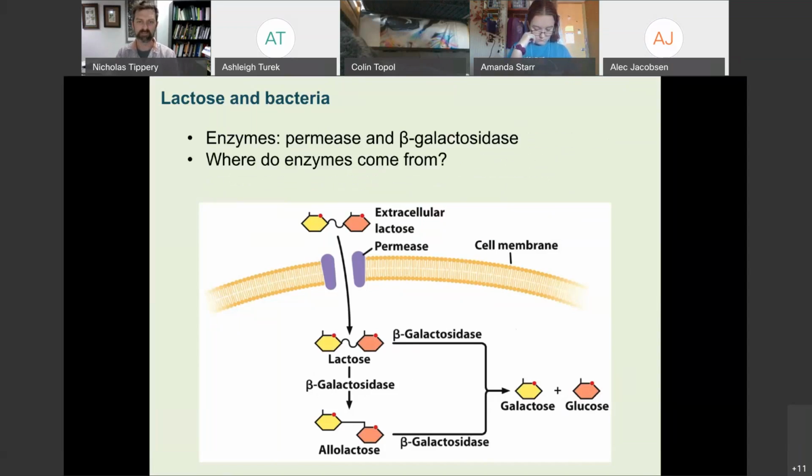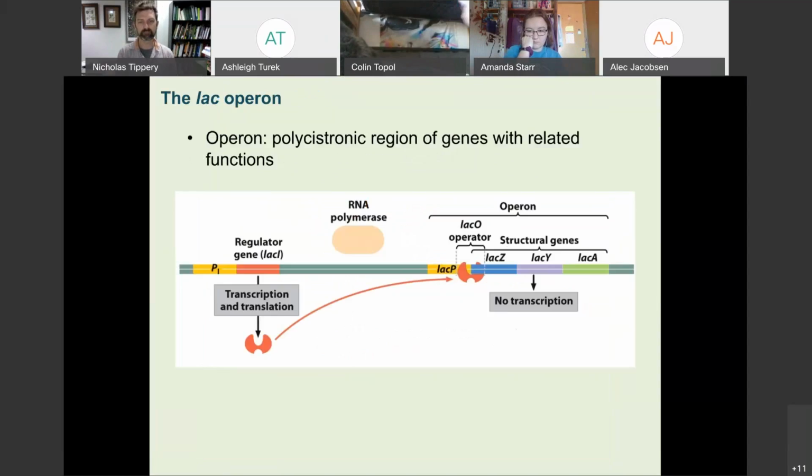Okay, so we got, as I said, the permease enzyme or transport molecule, and then beta-galactosidase. And for those, there would be genes, and to make those enzymes and transport molecules, the genes have to be expressed, transcribed and translated, right? And because this is a bacterial system, we're going to look at what's called an operon.